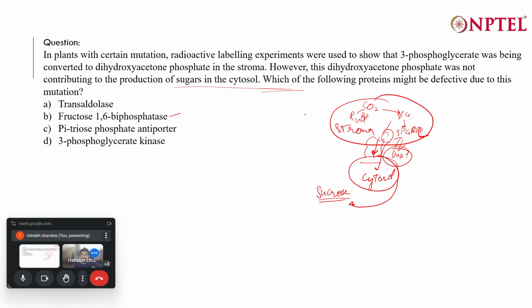So here, the antiporter, that is the Pi triose phosphate antiporter, which is involved in the transport of the DHAP from the stroma to the cytosol, is mutated. That's why DHAP is not able to go into the cytosol itself. Okay, so the correct answer is option C. So, any doubts in this question?